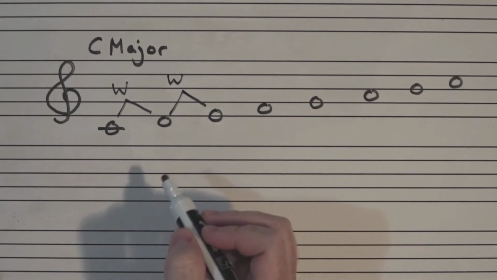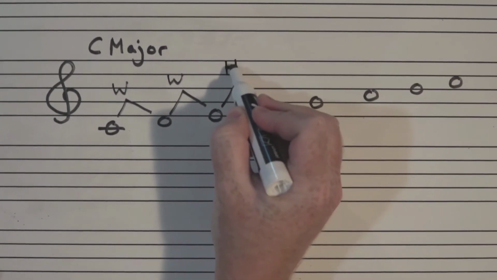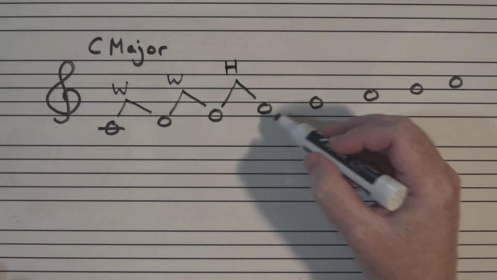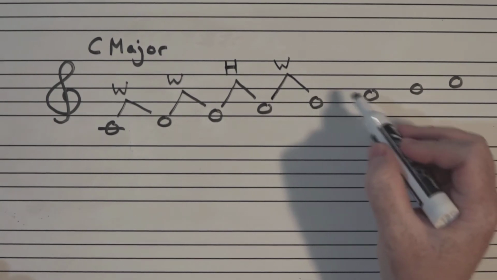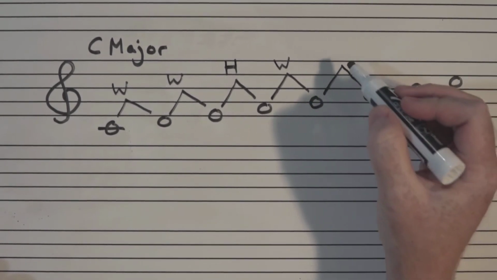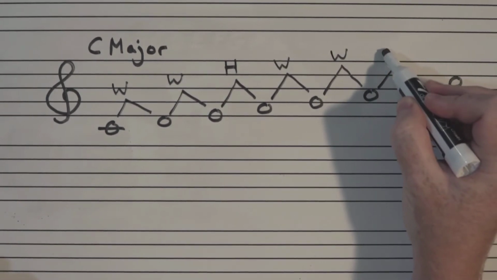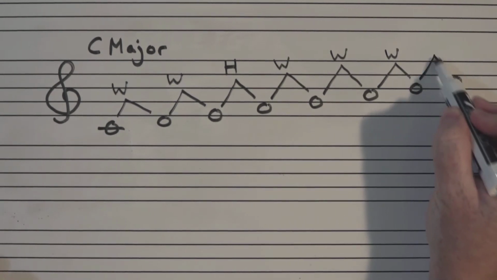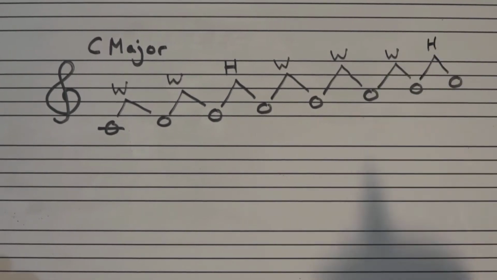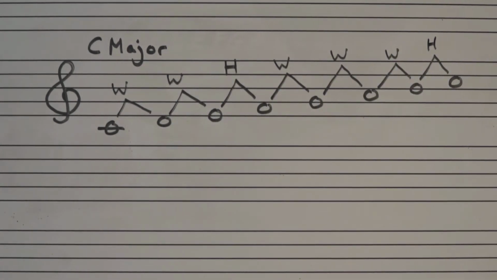Between E and F we know there isn't a note between those two, so that is a half step. Between F and G, there is a note, so that is a whole step. Between G and A, there is a note, a G sharp or an A flat, and we know that's a whole step. Between A and B, there is a whole step, and between B and C, there isn't a note between B and C, so we know that is a half step. So those are the series of whole steps and half steps that create a major scale.